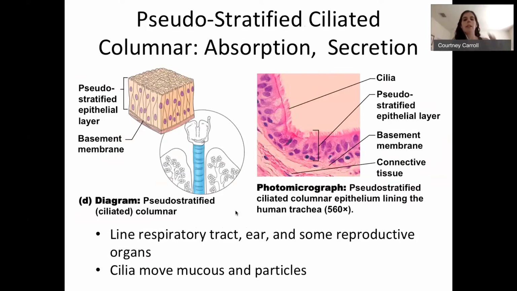These cells are important because they have little cilia, little baby hairs on the apical surface, and those hairs help move particles. So they line our respiratory tract to help move mucus and particles through our tract. They're in our ear, they're in some female reproductive organs to move eggs through. So the cilia are involved with movement.